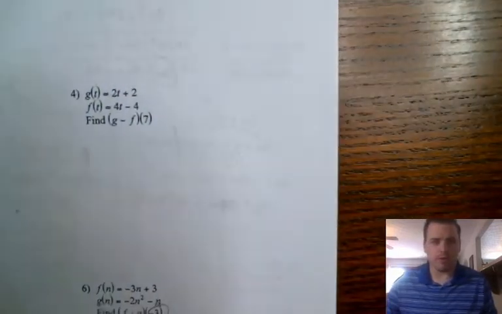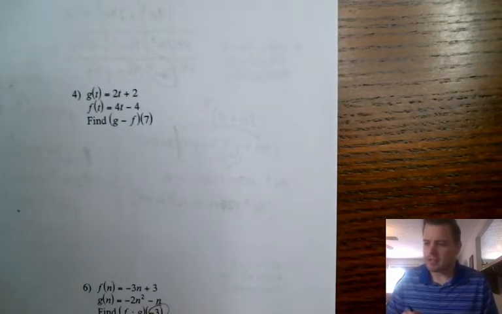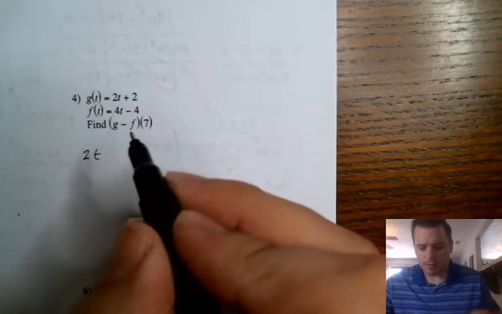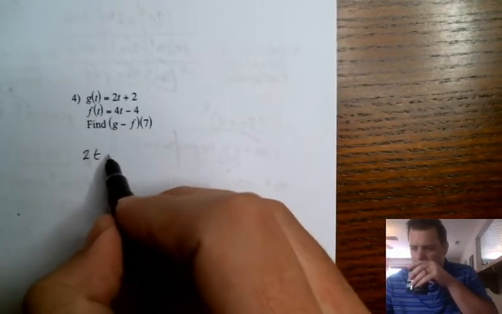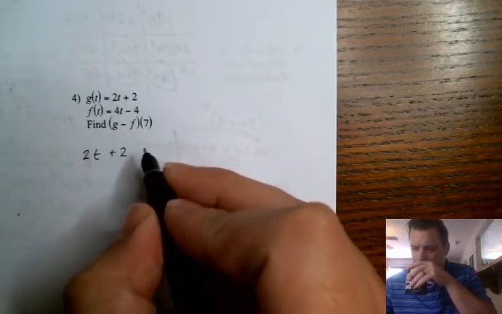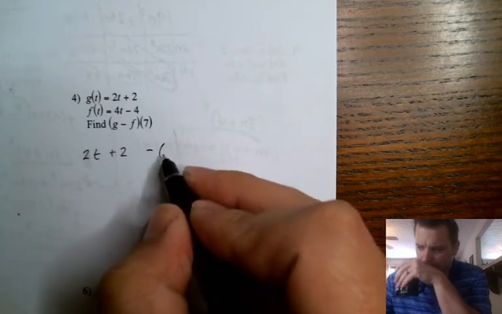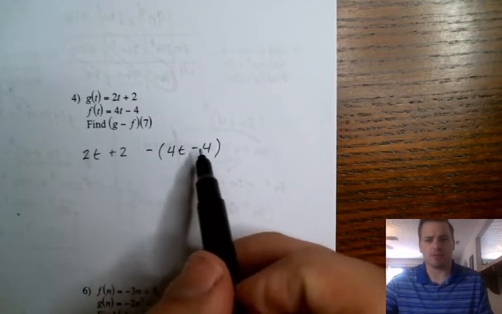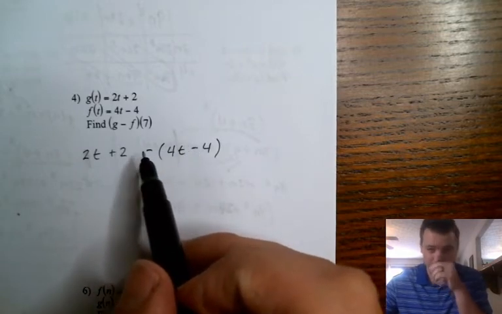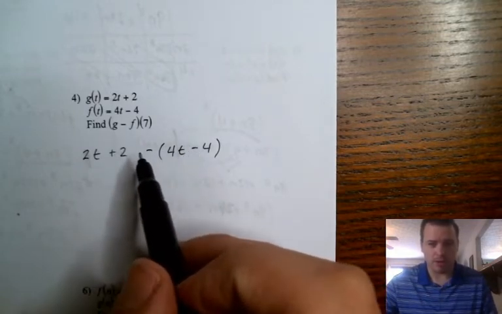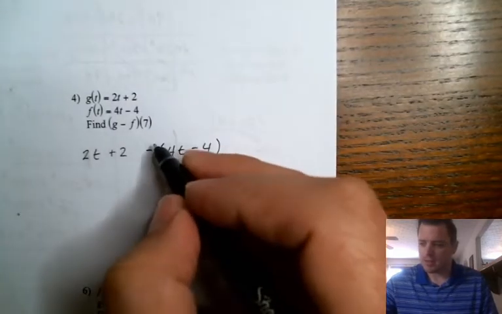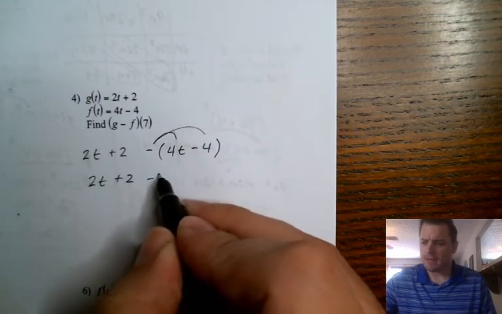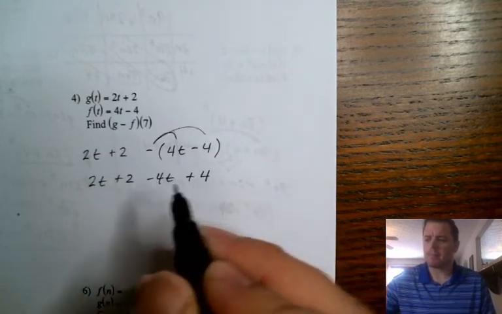So looking at number 4, it says g minus f, so 2t, okay, yeah, no problem, Andrew, 2t plus 2, and then minus f, 4t minus 4. So always make sure, Kenzie, that you put the right side in parentheses, because anytime you have a minus something more than a monomial, you have to put it in parentheses. So then distribute. 2t plus 2 minus 4t plus 4.